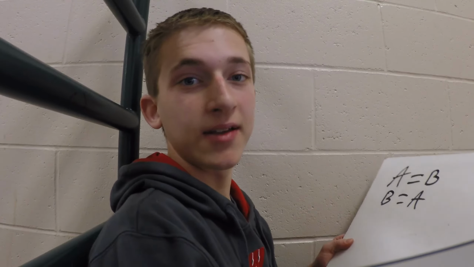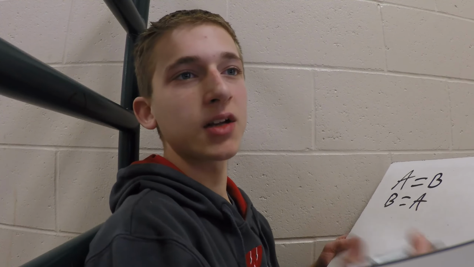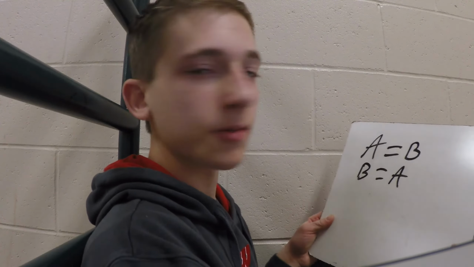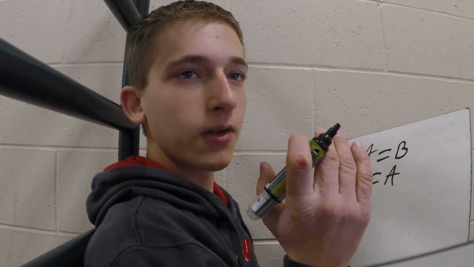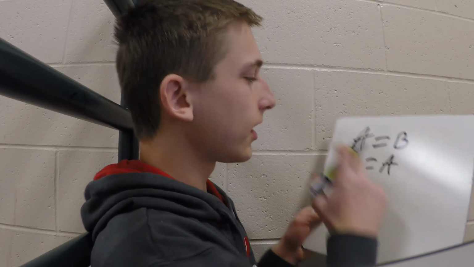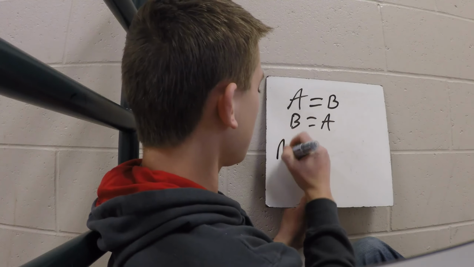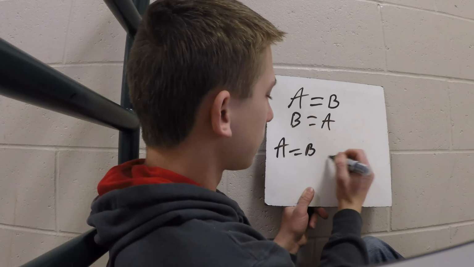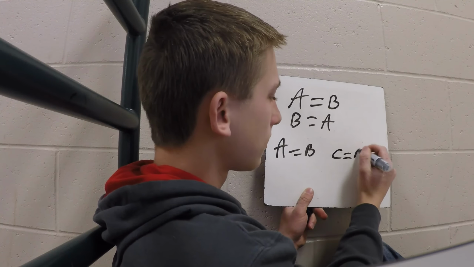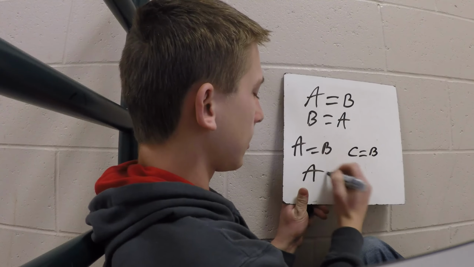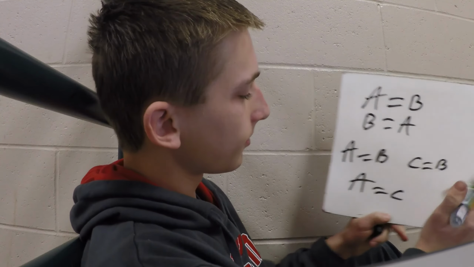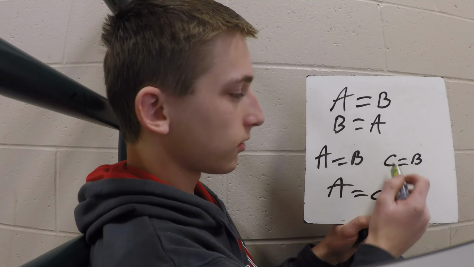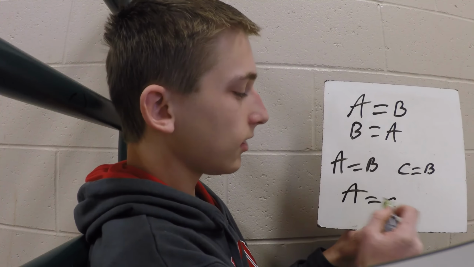Alright, so next is the transitive property. The transitive property kind of plays off the reflexive property, but has a little bit more to it, just a bit of a spin-off. So for this, we have to know that A equals B. And if C equals B, then we know that A equals C. If you kind of follow me there, we know that A equals B, and if C equals B, it means that C is equal to A.